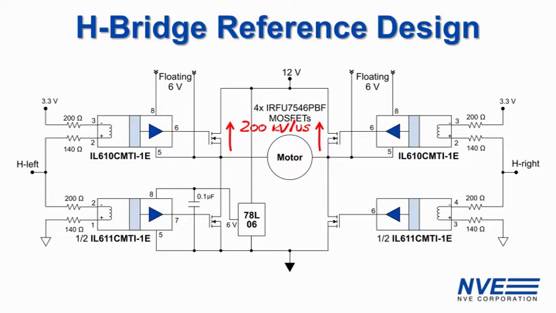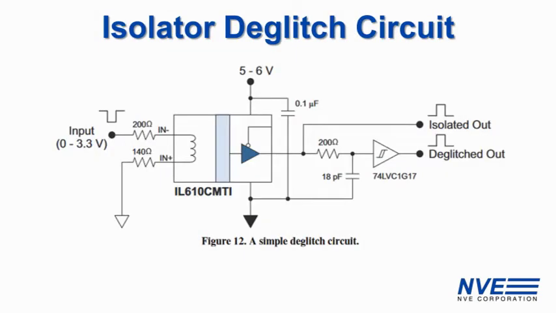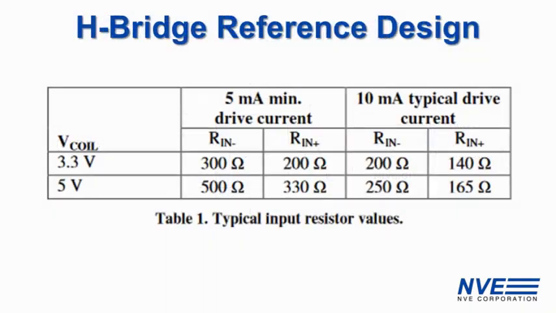Simple external deglitch circuitry can extend the CMTI to an extraordinary 350 kilovolts per microsecond. This slide shows a circuit from the datasheet. The RC delay filters out pulses less than approximately 10 nanoseconds, and a Schmitt trigger provides a digital output. The isolator coil resistor values shown in the reference circuit are for a 3.3 volt drive, but the resistor values can be changed for 5 volt or other drive voltages. There's a table of recommended values in the datasheet.